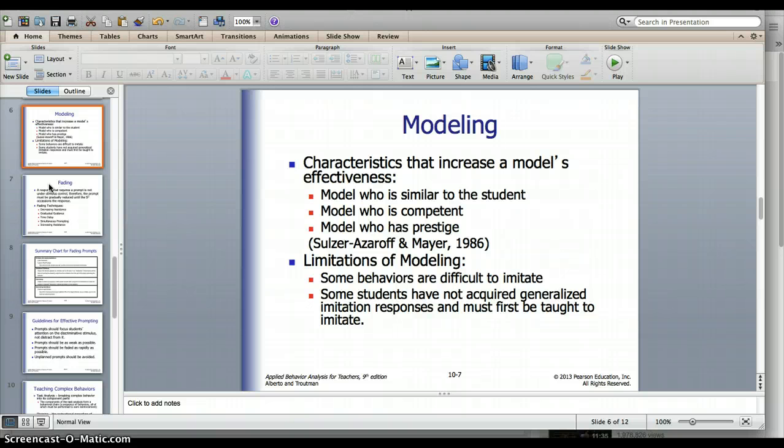Other research, especially in the autism community, looking at modeling, says it doesn't matter if the model is similar or dissimilar, as long as the skills being demonstrated are competently done.